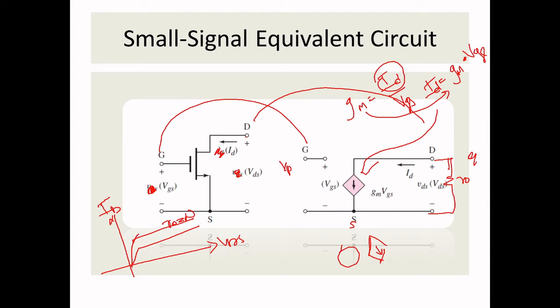Consider you have a response like this. So you have some channel length modulation. Here you have a slope, and I want to represent the slope. This slope is nothing but the change of ID with respect to the change of VDS.